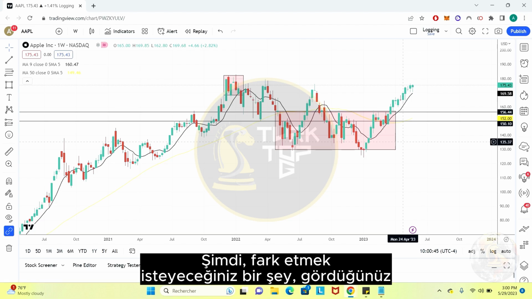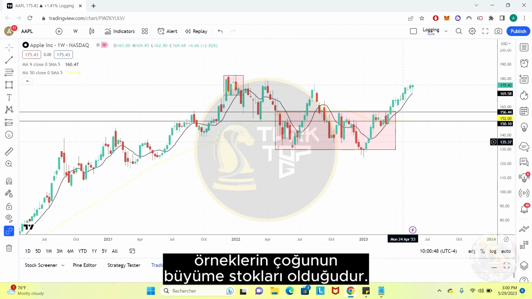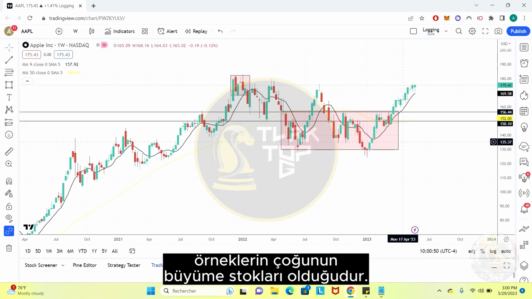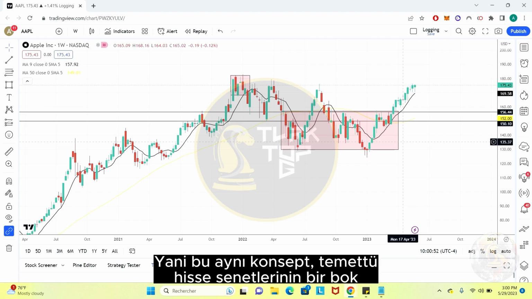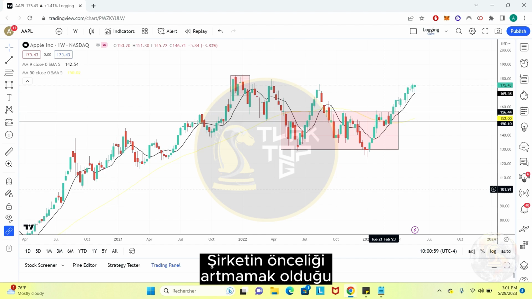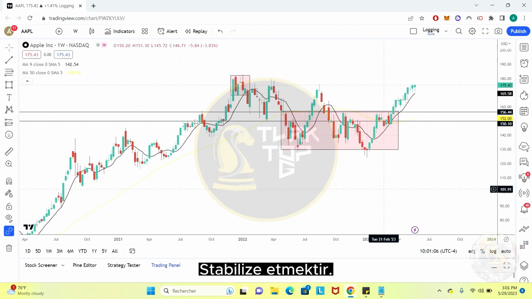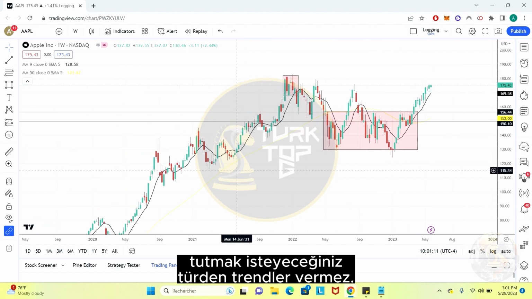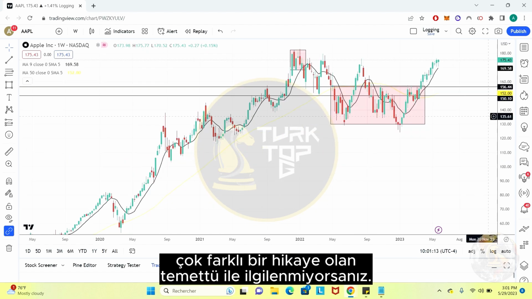Now, one thing you guys want to notice is most of the examples you saw are growth stocks. So this same concept would not really work well with stocks that don't trend. Dividend stocks don't do much. They just move sideways for a long time because the priority of the company is not growth. It's to stabilize its stock price. So dividend stocks would not give you the kind of trends which you want to hold for the long term, unless you're interested in the dividend, which is a very different story.